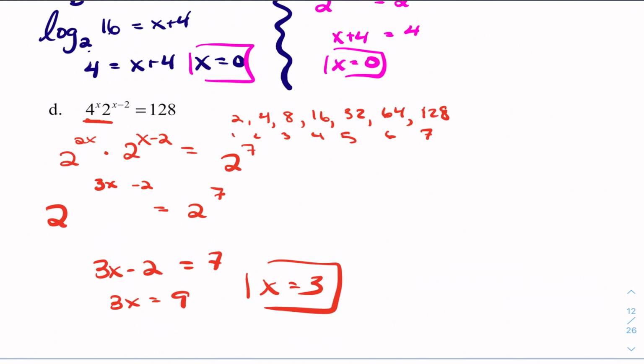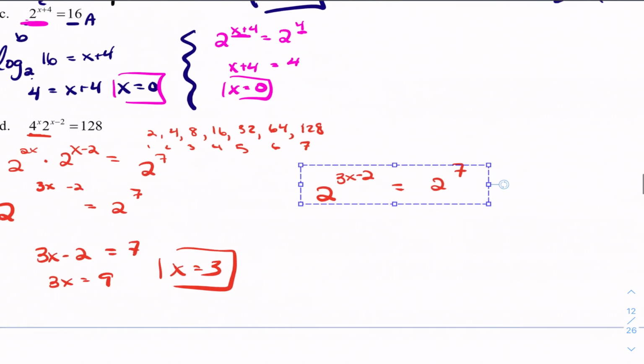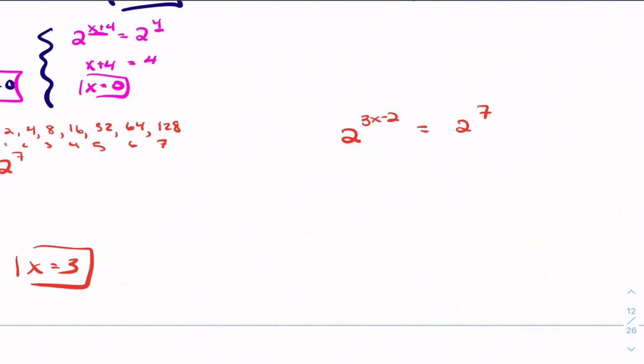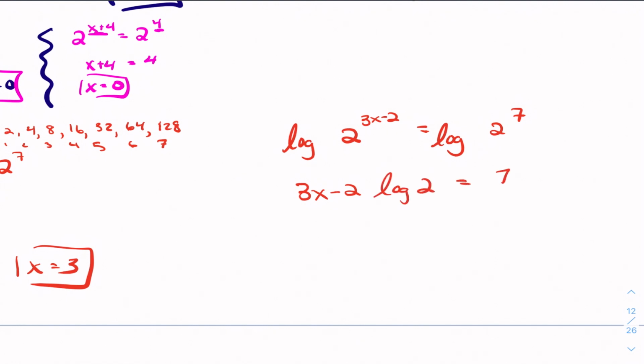You could also, once you get the bases the same and you get 2 to the 3x minus 2 is equal to 2 to the 7th, do this work a slightly different way. Take the log of both sides. And by taking the log of both sides, I can now move the exponent in front. 3x minus 2 log base 2 is equal to 7 log base 2. The log base 2's go away because they're the same, just multiplied out. And that's what gives me 3x minus 2 equals 7, or x is equal to 3.